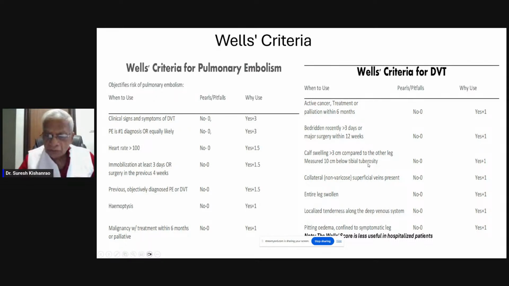Calf swelling of more than 3 centimeters compared to the other leg, measured 10 centimeters below the tibial tuberosity, again 1 point. Collateral superficial veins, again 1 point. Entire leg swollen, 1 point. Localized tenderness, 1 point. And pitting edema, 1 point. If any of these become positive and the score is 4 or more, you better refer the case.